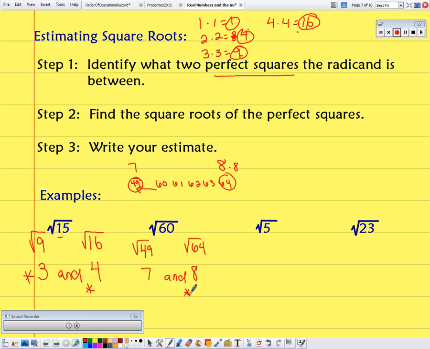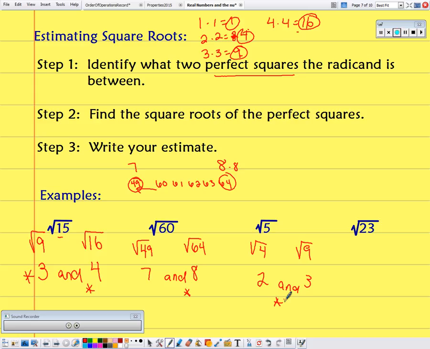The square root of 5. I know that the square root of 4 is really close there. That's 2. And the next number is 3, so that's going to be the square root of 9. Is the square root of 5 closer to the square root of 4 or the square root of 9? The answer is it's closer to the square root of 4. So that's closer to 2 rather than 3.